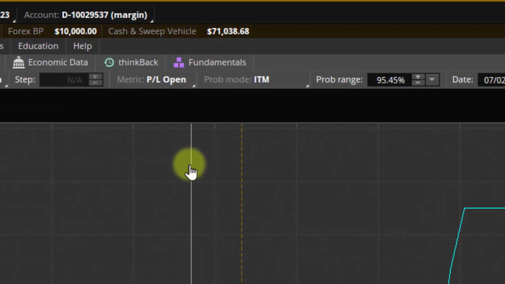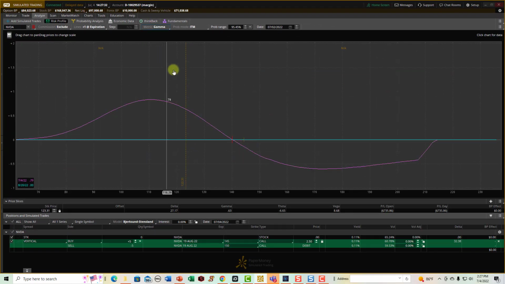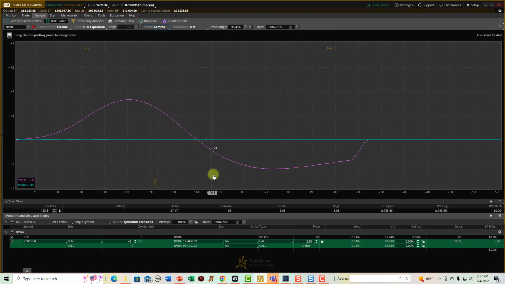And the way that you get it is to come up here to this drop-down menu that says Metric. Click there. Here's all of our Greeks. And right there is gamma. Choose that. And there is your gamma curve.